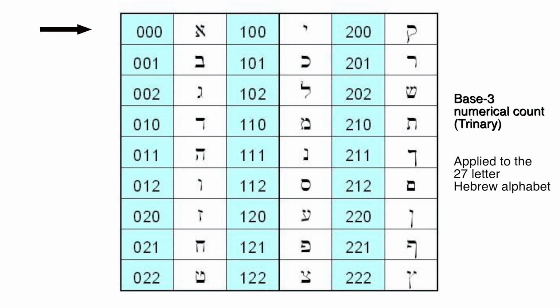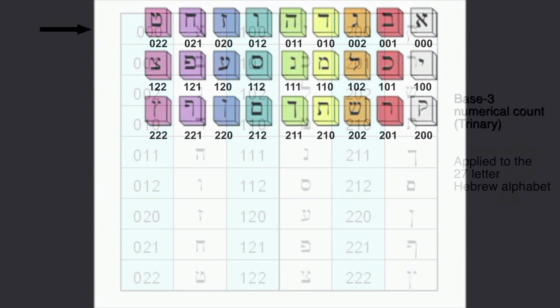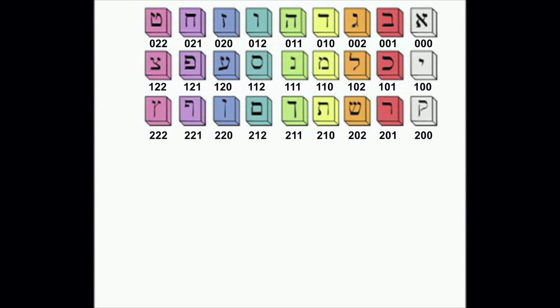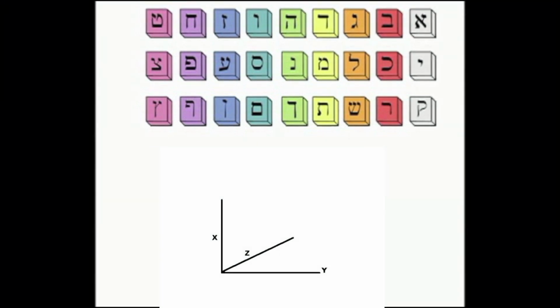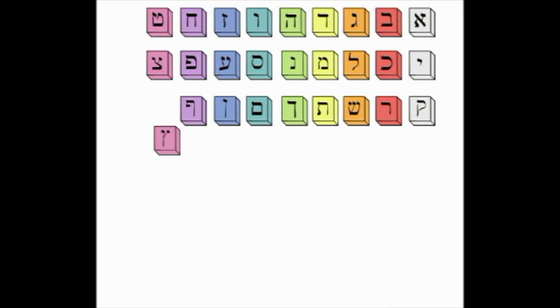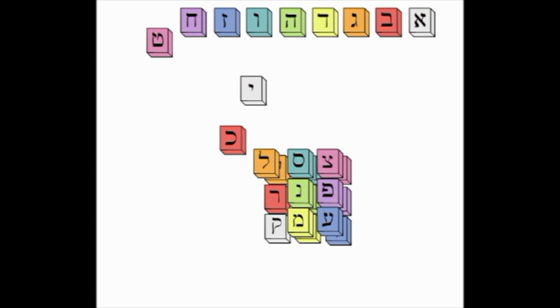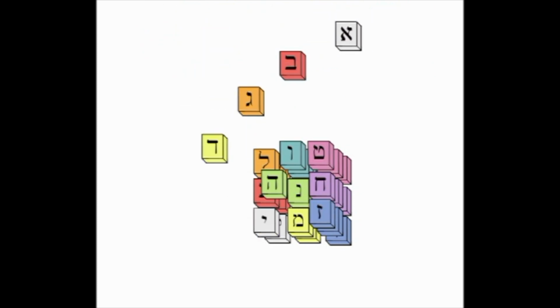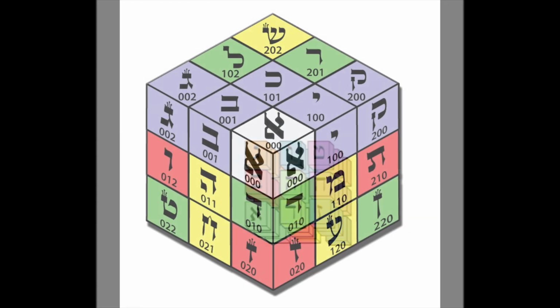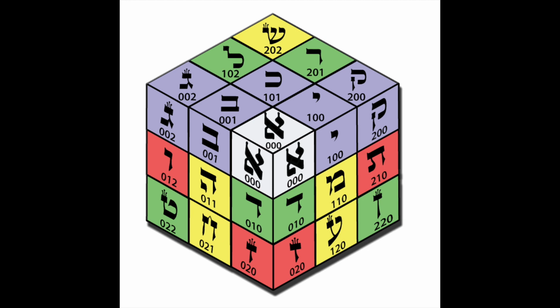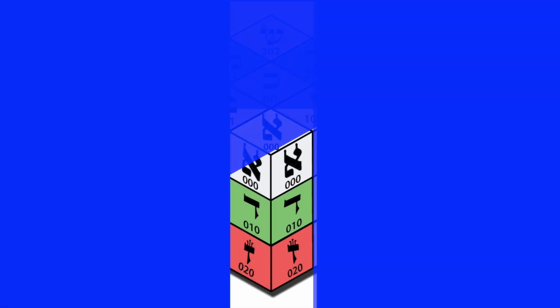Here, Aleph is counted 0, 0, 0. 3 rows of 9 letters will turn out to have significant meaning. For now, we can view the symmetrical nature of the alphabet by placing them on an XYZ axis through the use of a Rubik's Cube. The base 3 numbers line up as sets both vertically and horizontally on the cube.